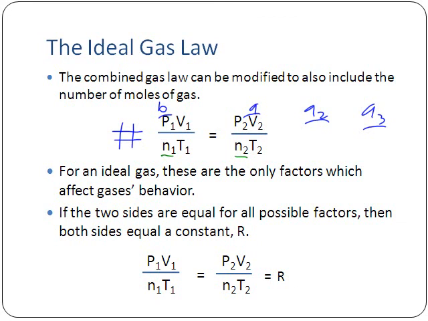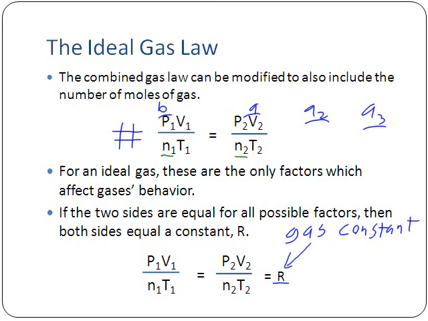So the two sides are equal for all possible factors, and both sides are going to equal a constant. We're going to call this constant R. And so we could rewrite this as P1V1 over N1T1 equals P2V2 over N2T2, which is equal to this constant R. This constant R is called the gas constant. Sometimes it's also called the ideal gas constant. But this is our gas constant right here.